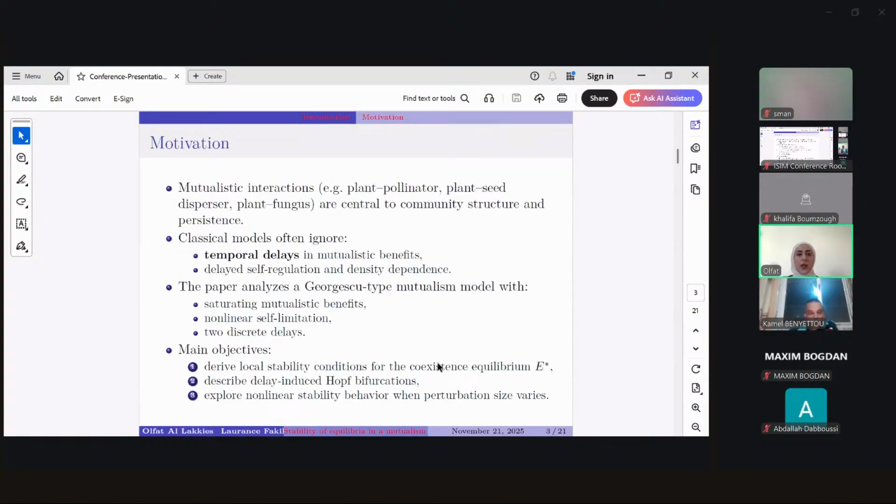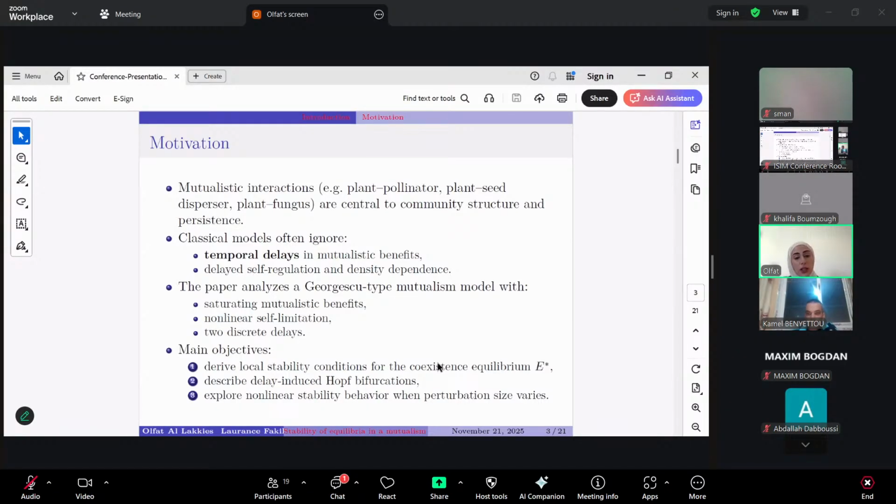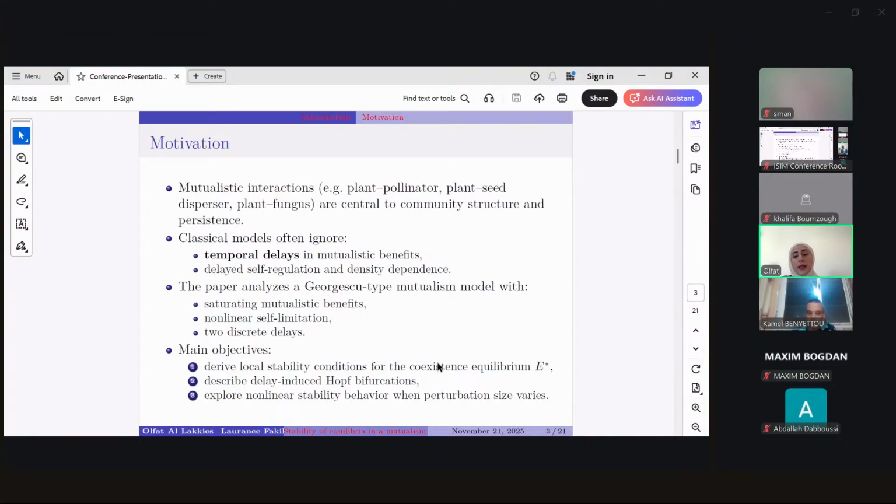Okay. So let's start first with the motivation. Mutualistic interactions are essential in ecology, yet classical models ignore delays that naturally occur in biological processes. This delay may significantly alter system stability. So our objective is to analyze their impact on the coexistence equilibrium.